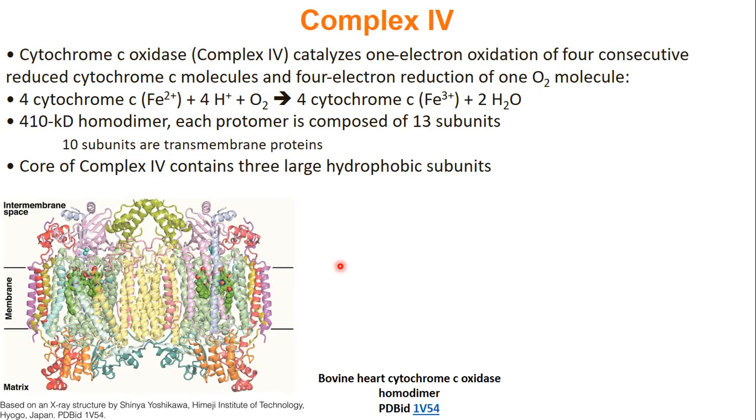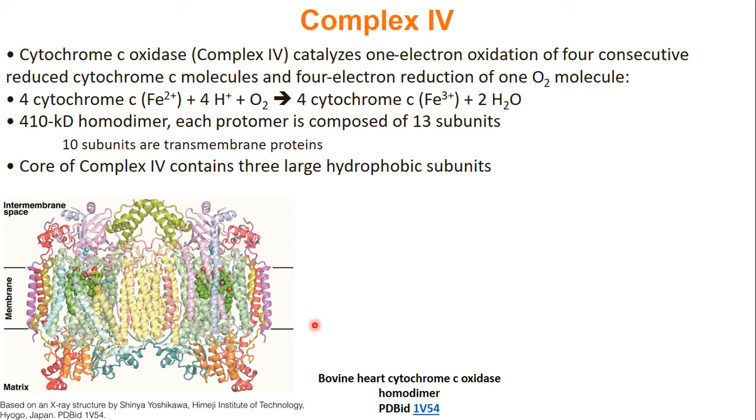Now let's move on to complex 4, our last numbered complex in this process before we get to ATP synthase. Complex 4 will get 1 electron from each of 4 consecutive cytochrome C molecules. So 4 cytochrome C molecules will come to complex 4, and they will reduce 1 oxygen molecule to make 2 different water molecules. So the overall reaction is 4 cytochrome C plus 4 protons plus oxygen will give you 4 cytochrome C, now oxidized, and water molecules.